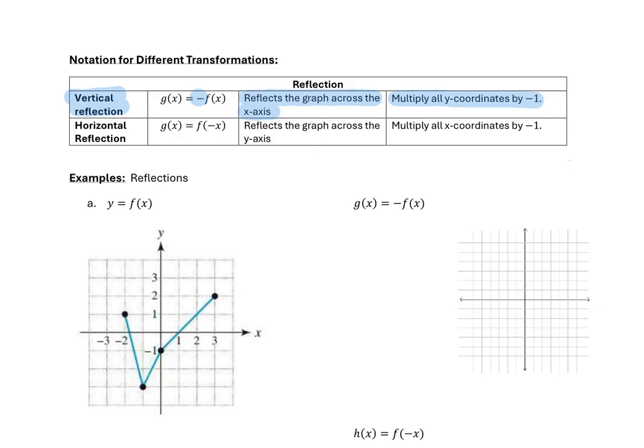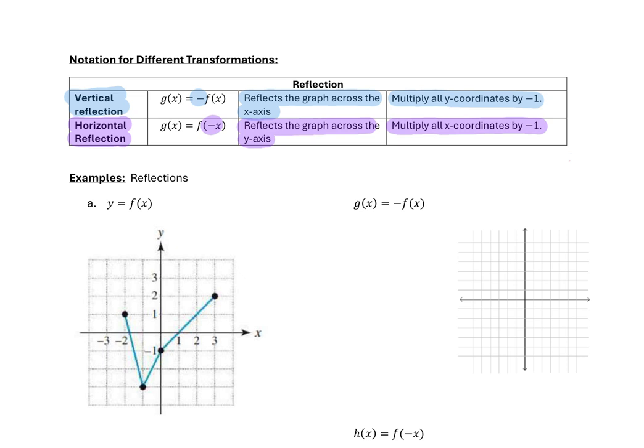The second one that we have is going to be a horizontal reflection. And again, here, because it is horizontal, it is going to be on the inside. And just like all the other horizontal stuff we do, we are affecting the x-coordinates. We want to multiply all of our x-coordinates by -1. When we talk about this in terminology, remember we're not going to say horizontal reflection. What we're going to say is reflect the graph across the y-axis.